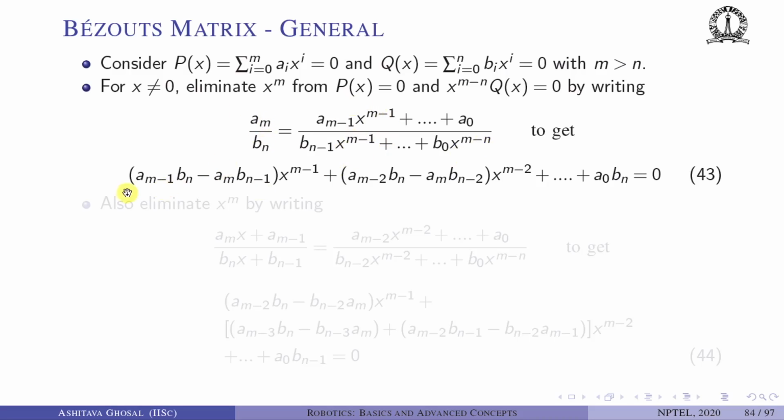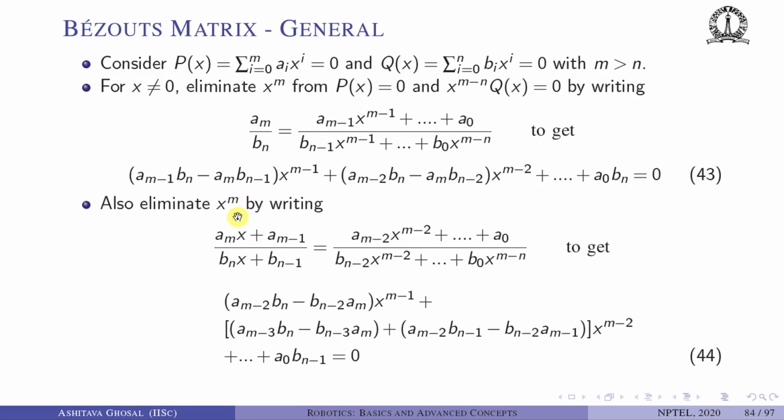Then you can expand this and we will get an expression in x to the power m minus 1, m minus 2, and all the way to x to the power 0. We can also eliminate x to the power m by writing, as I had said in that previous example, the equations in two different ways.